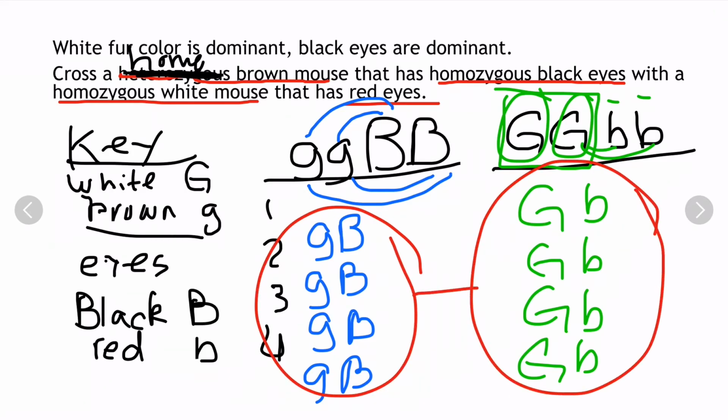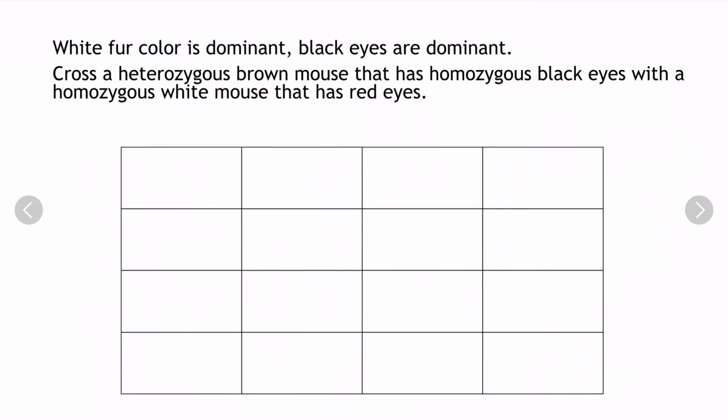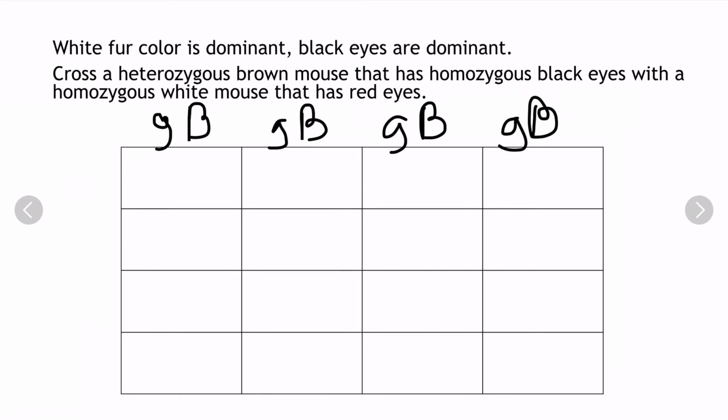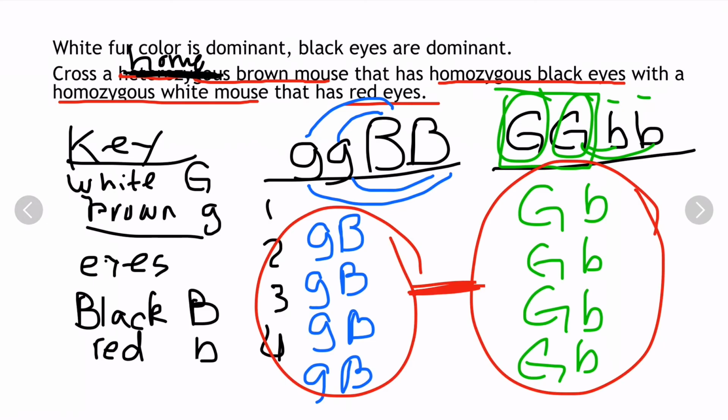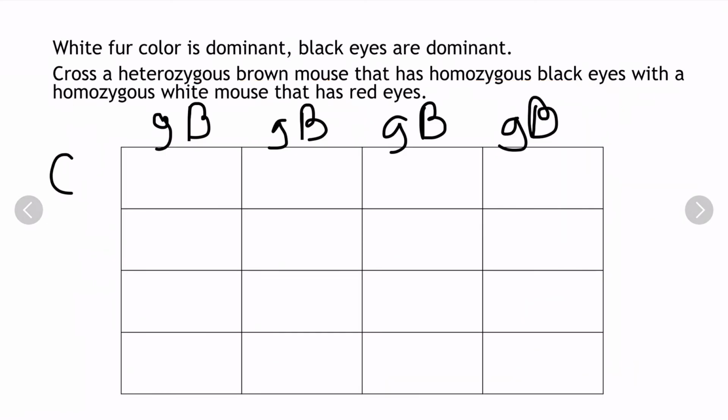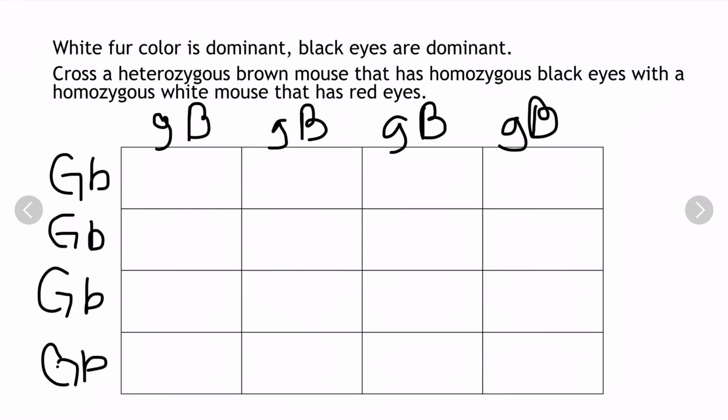And I use these gametes when I do my Punnett square. So all 4 of this parent were little g, big B. So I'll come over here and do little g, big B for each section. And all 4 of this parent were big G, little b. Big G, little b. Big G, little b. Okay? And remember, you take 1 from the top, 1 from the bottom.